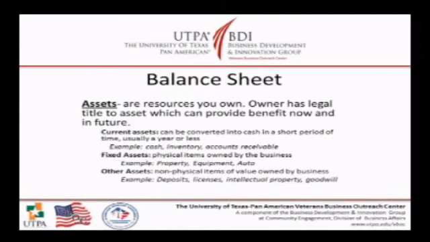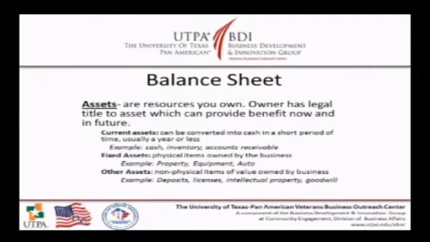Current assets can be converted into cash in a short period of time. This is usually within a year or less. Fixed assets are physical items owned by the business. Goes back into property, plant, and equipment. And the other type of asset is other assets, and mostly they're non-physical items like deposits, licenses, intellectual property, goodwill, things like that. Like if your company owns a patent, it may be another asset.